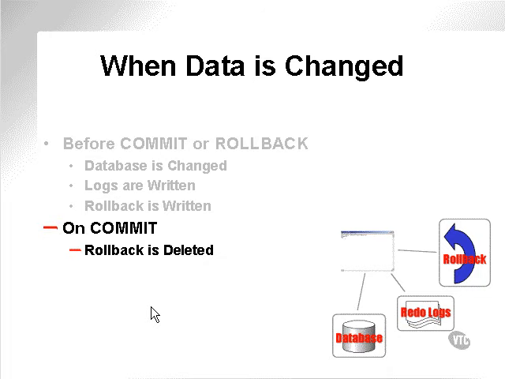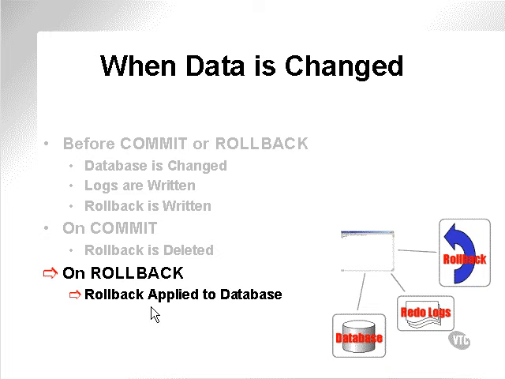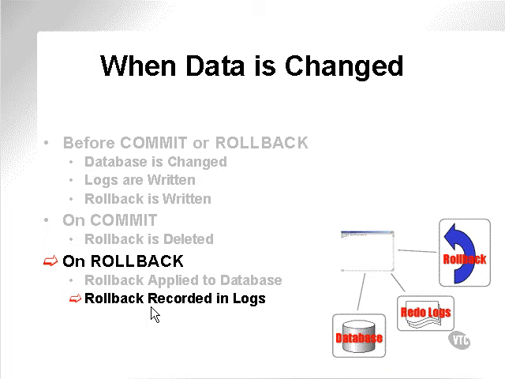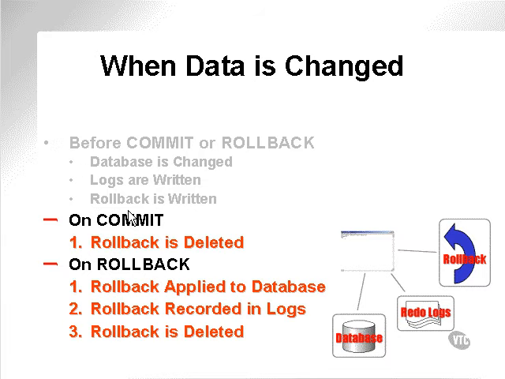When you execute a commit command, the rollback is deleted and nothing else is done. When you execute a rollback command, the rollback will be applied to the database, it will be recorded in the redo logs, and the rollback is deleted. You can see what I mean by commit being preferable to rollback, since it is much faster, because commit involves a single process and rollback involves 3 separate processes, including the process that is done when commit is executed.